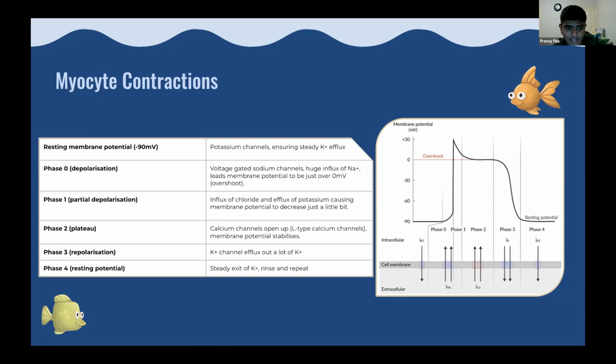Chloride going in and potassium going out. But the potassium's going out faster than the chloride is going. Wait, oh, they're both going out. So that causes a decrease, sorry.